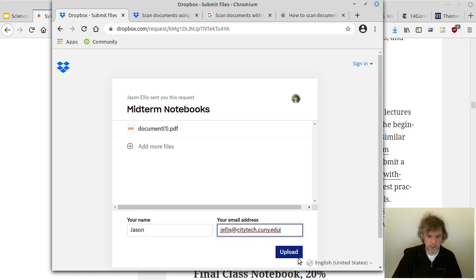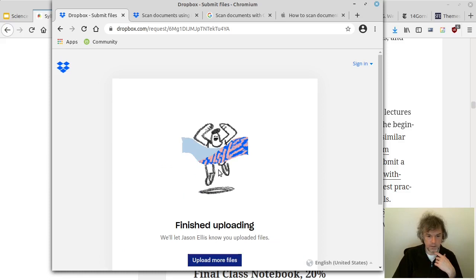You're going to see this little progress thing, and then you see this little runner crossing the finish line when your file is finished uploading. You know that it's uploaded successfully. If you don't see this little guy, something might have gone wrong. Try it again. If you have trouble with this, you can email me and let me know what's going on.